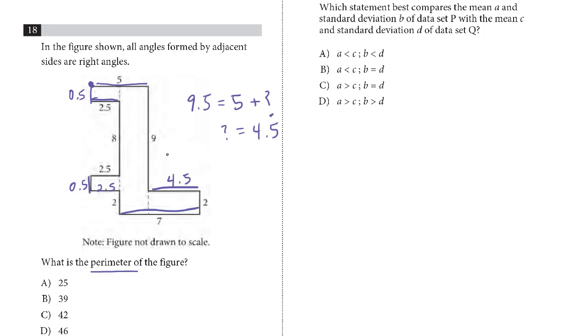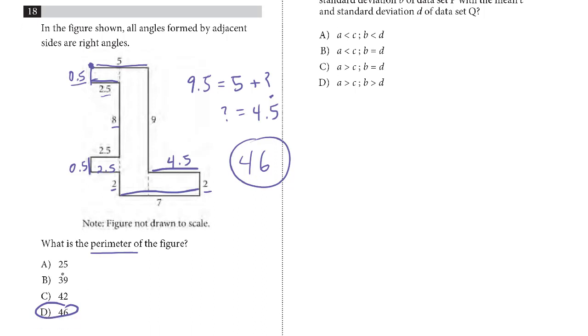Okay, now I think I have all missing sides. So 9 plus 5 is 14, plus 4.5, 18.5, 20.5, plus 7, 27.5, plus 2, 29.5, plus 2.5 is 32, plus a half, 32.5, plus 2.5 is 35. Plus 8 is 43, plus 2.5 is 45.5, and then plus the final half is 46 perimeter. The correct answer for number 18 is D, 46.